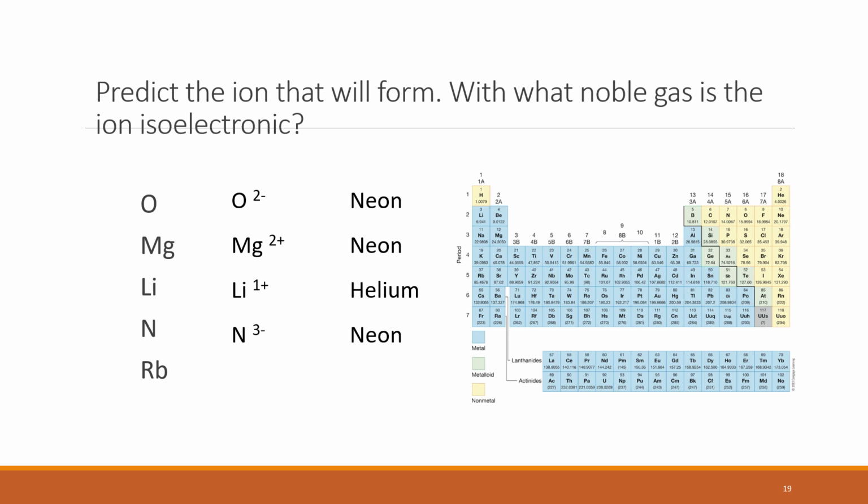Rubidium is our last example. Rubidium is an alkali metal, just like lithium was. Rubidium is in period 5. It likes to form a +1 charge, since it's an alkali metal, losing 1 electron. So rubidium is going to be isoelectronic with the noble gas in the row above it. Since rubidium's in period 5, it's going to be isoelectronic with the noble gas in period 4. The noble gas in period 4 is krypton. So your answer would be rubidium likes to form a +1, isoelectronic with krypton.